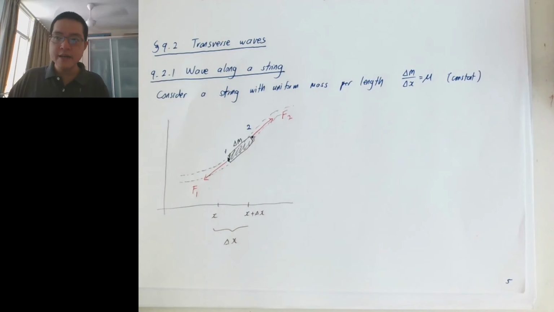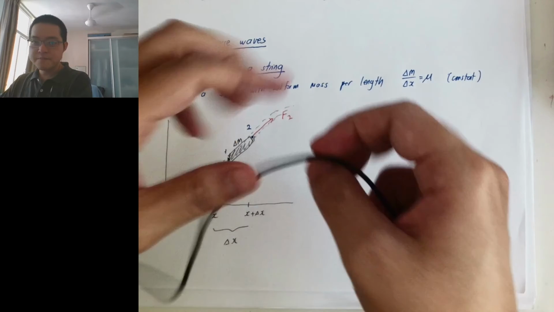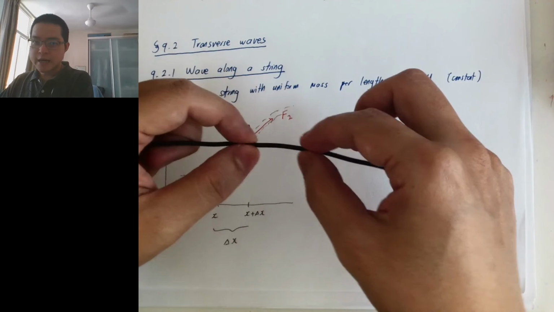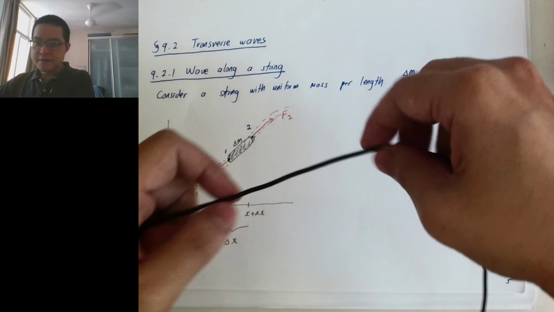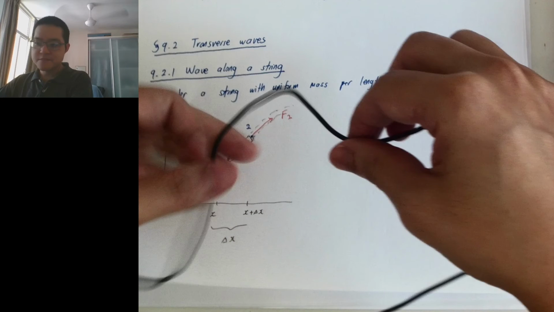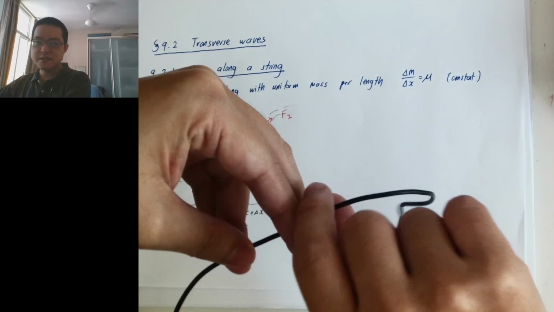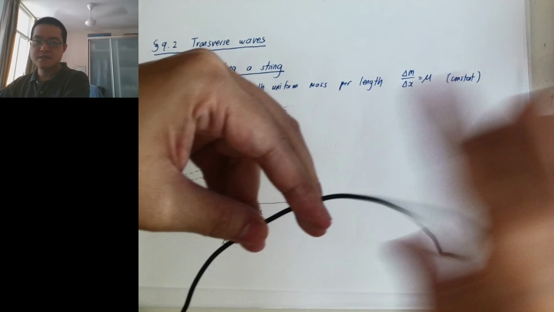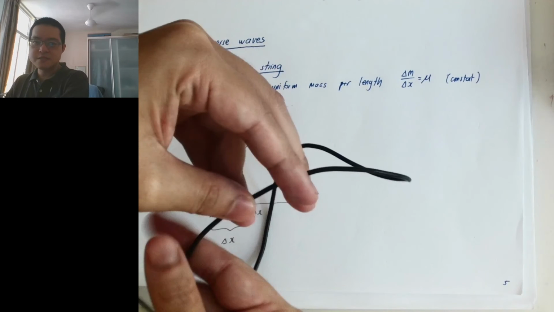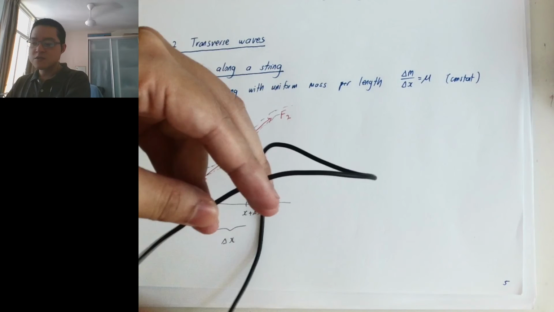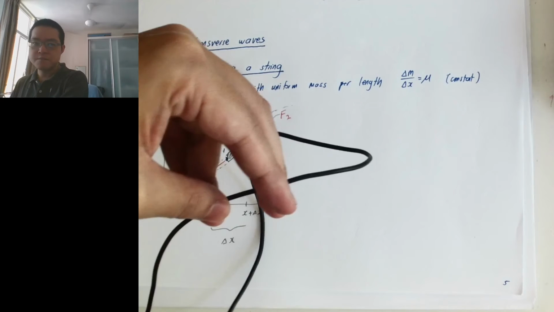If I take some piece of string, this small part, then if it's stretched, this small piece will experience a tension from the rest of the string. It will also experience tension from this side, right? So this is the net force acting on one small piece of string.